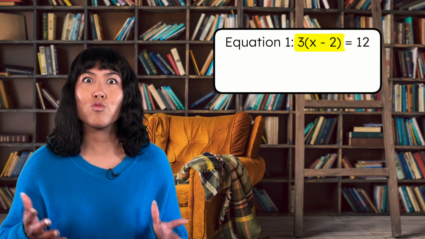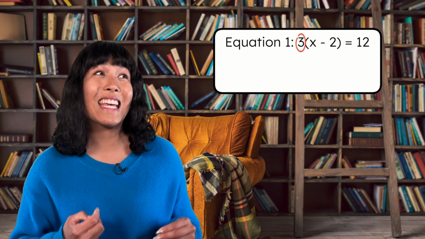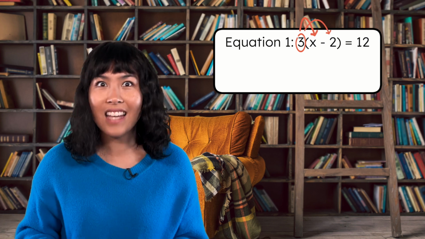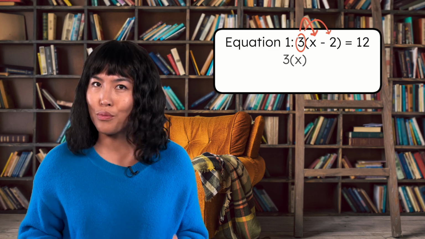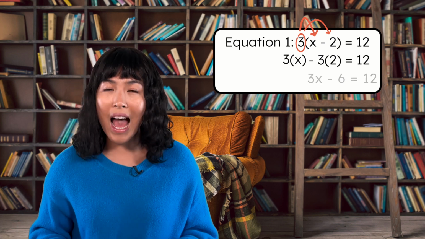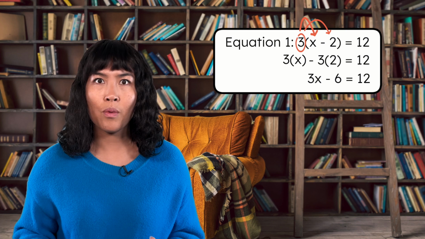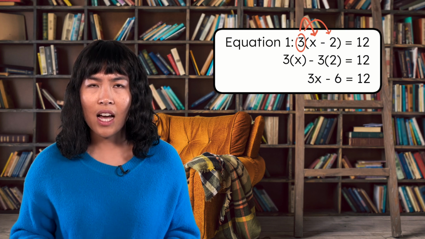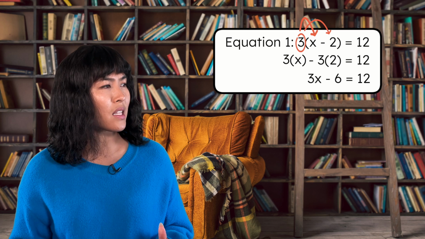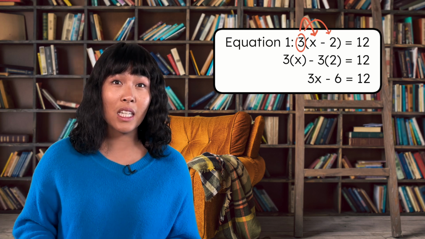Oh, that's right! Parentheses in an expression tell us this number on the outside is being multiplied to the expression inside. So let's distribute this 3 times x and 3 times 2. Okay, so now I have 3x minus 6 equals 12. But wait a second, when I'm solving an equation, I do operations to both sides to keep the equation balanced. So do I need to multiply by 3 on the right to keep this balanced?